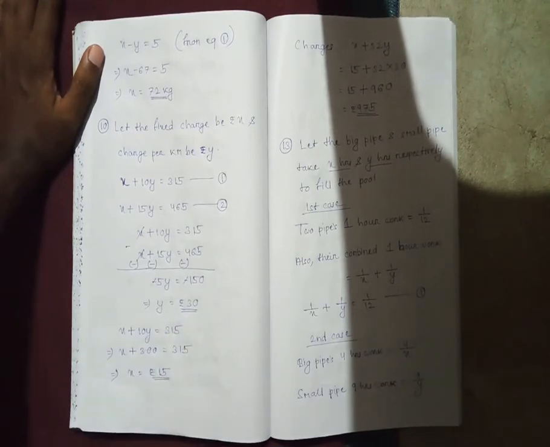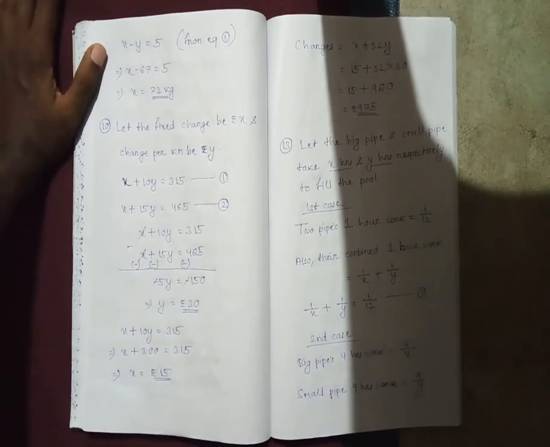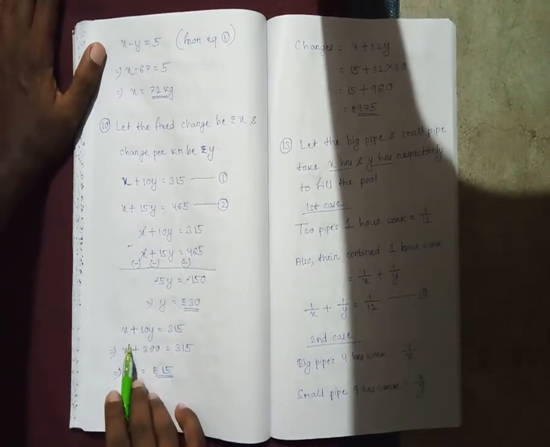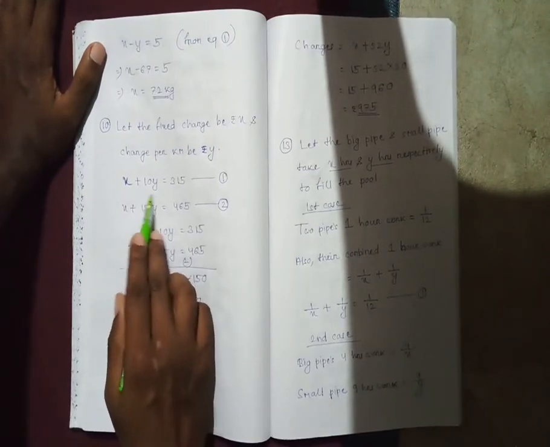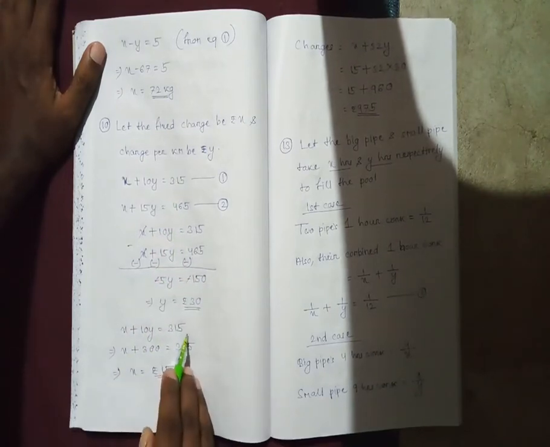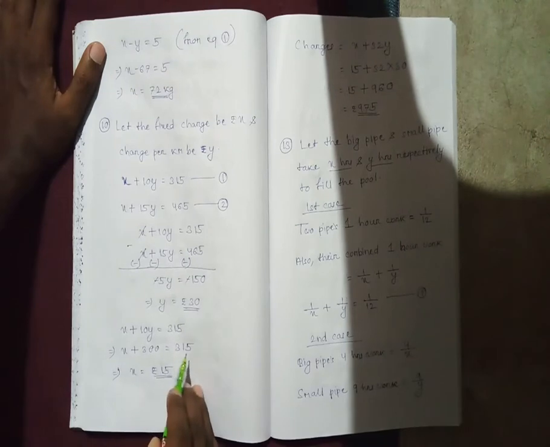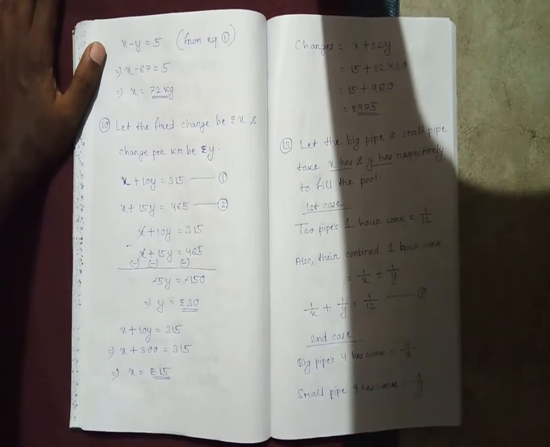That means the per kilometer charge is rupees 30 for the taxi. Now let us go for x. We can get x from any of the two equations. Suppose I take the first equation: x plus 10y is equal to rupees 315. x plus 10 into y, that is 10 into 30, which is 300, is equal to 315. So x is equal to 315 minus 300, that gives you rupees 15. So the fixed charge is rupees 15.